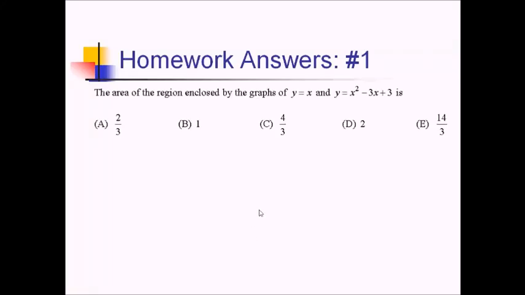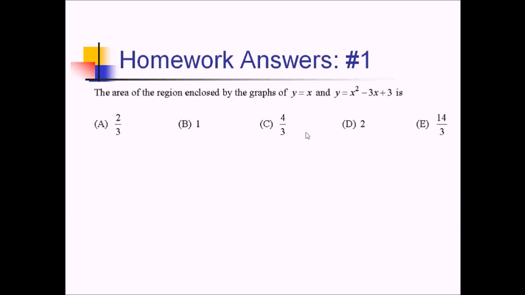For this no calculator problem, we want to find the area of the region enclosed by y equals x and y equals x squared minus 3x plus 3. So we have a line and a parabola. We know those are going to intersect at most two places. Let's go ahead and find the intersection points, and then those will also give us our limits of integration.